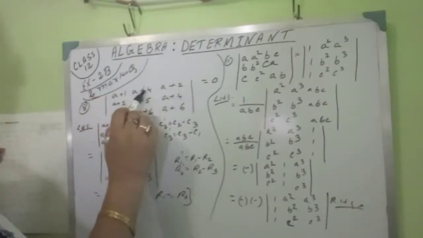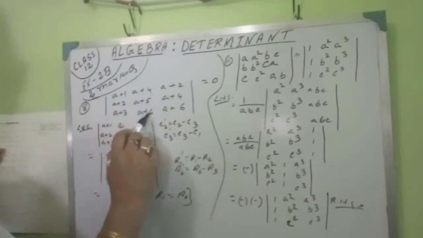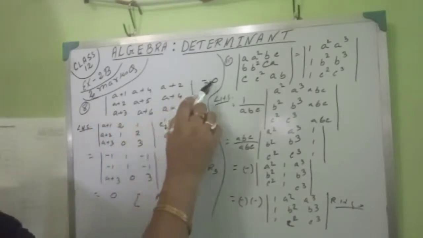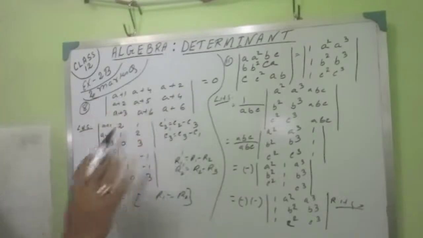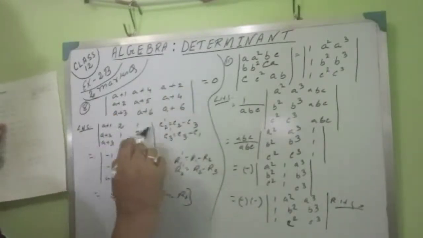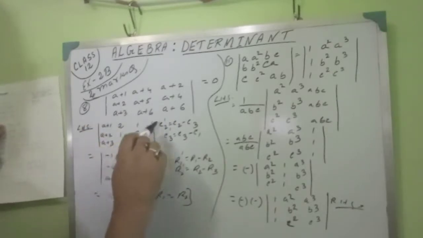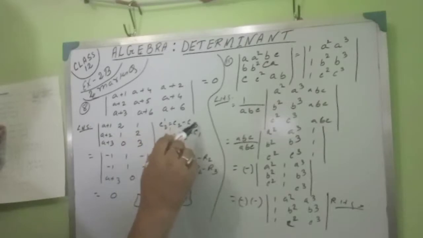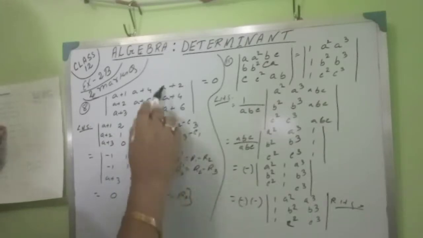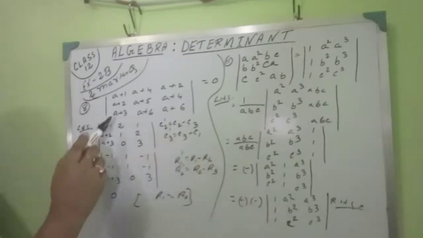Next, sum number 8. What's the question? Determinant a plus 1, a plus 4, a plus 2, a plus 2, a plus 5, a plus 4, a plus 3, a plus 6, a plus 6 is equal to 0. Everything is row wise. We have to prove this is equal to 0. Now, let us change the second column and the third column. C2 dashed equals C2 minus C3. This operation we will give, and for the third column, C3 dashed equals C3 minus C1 we will give. Then what we will get?